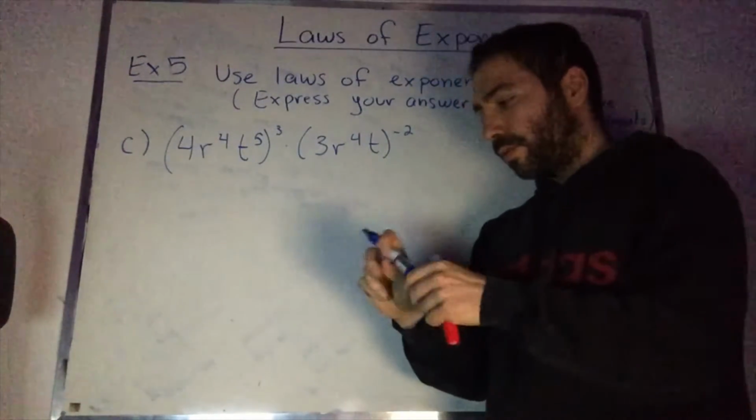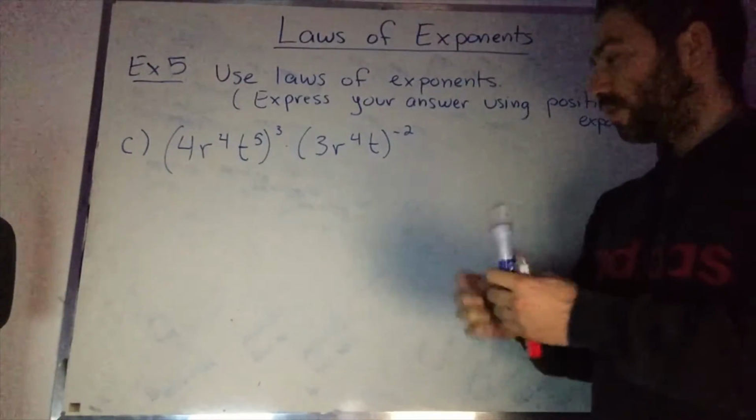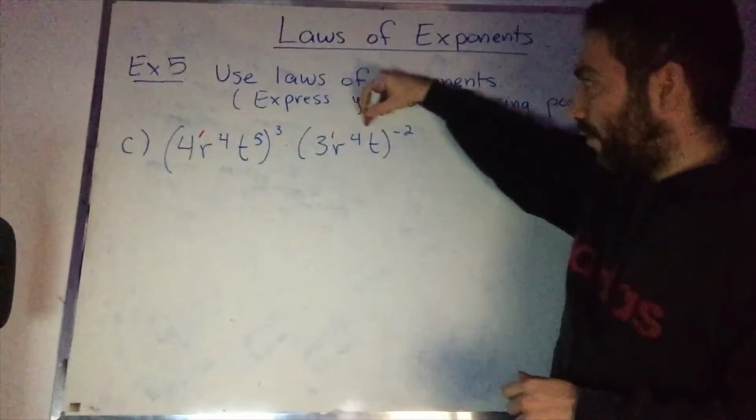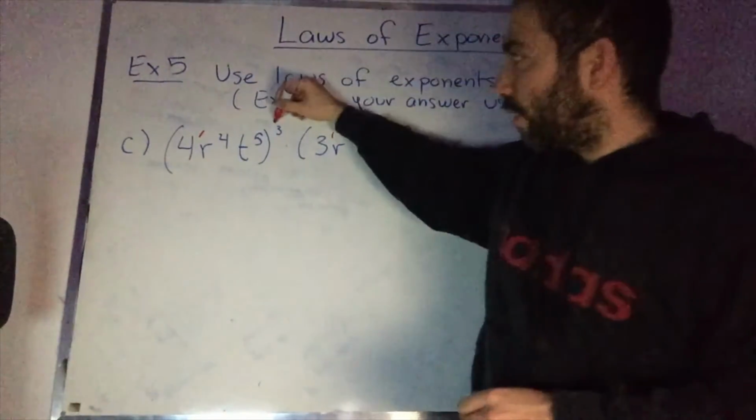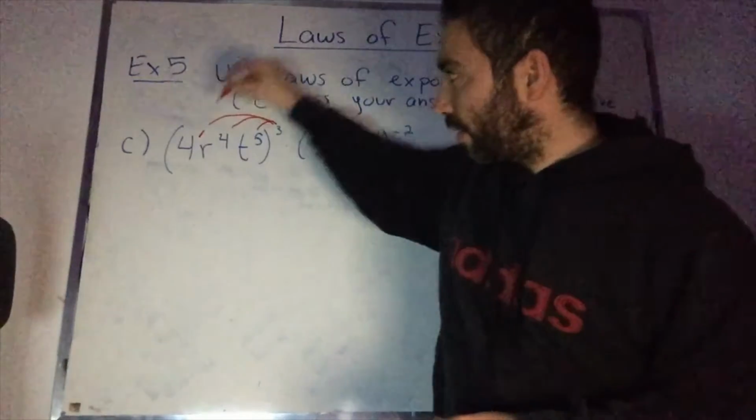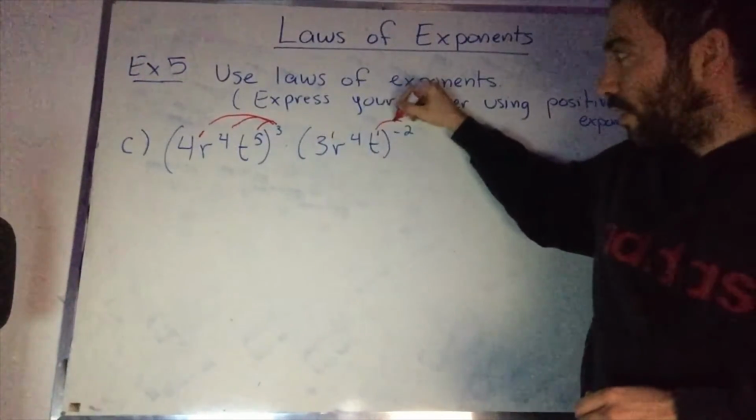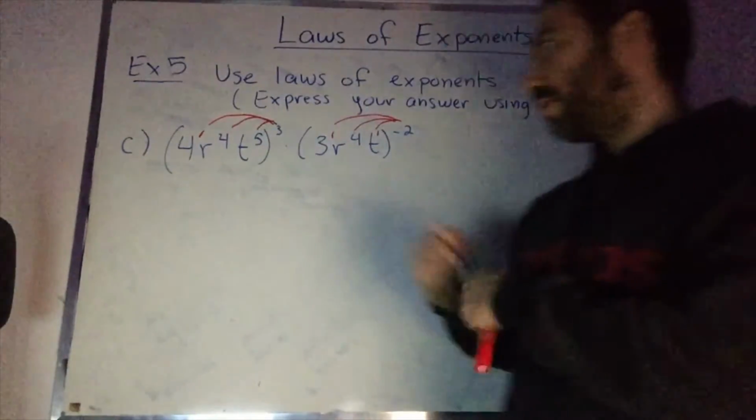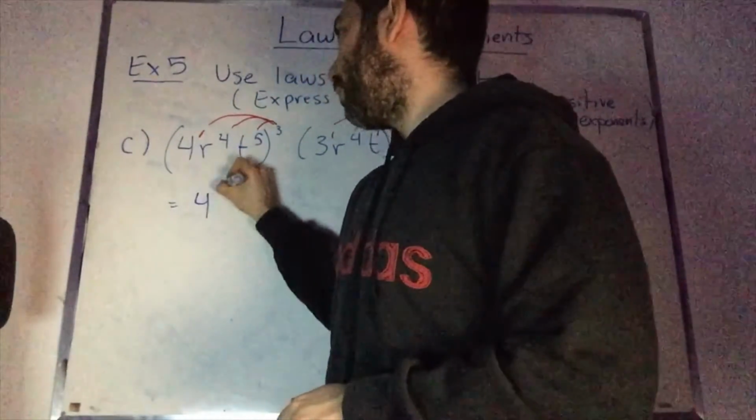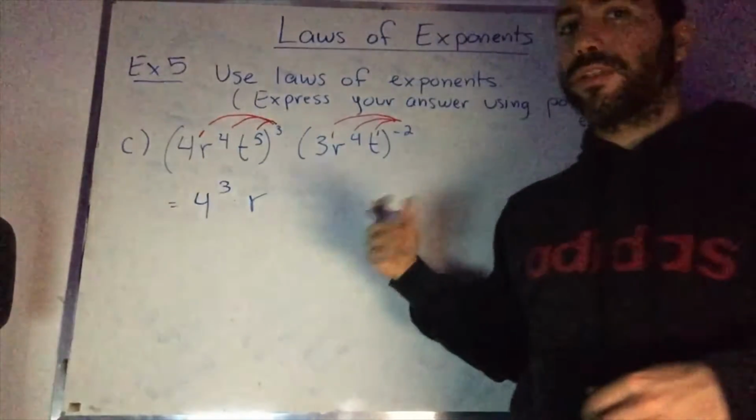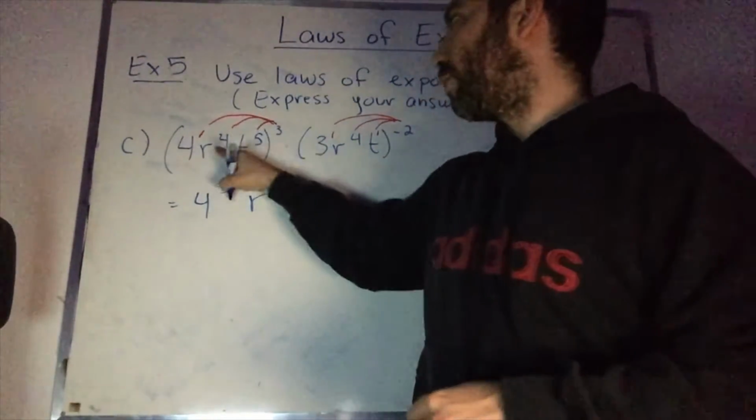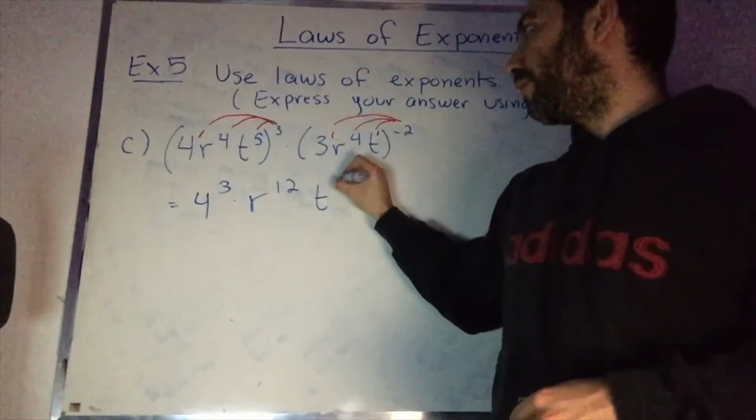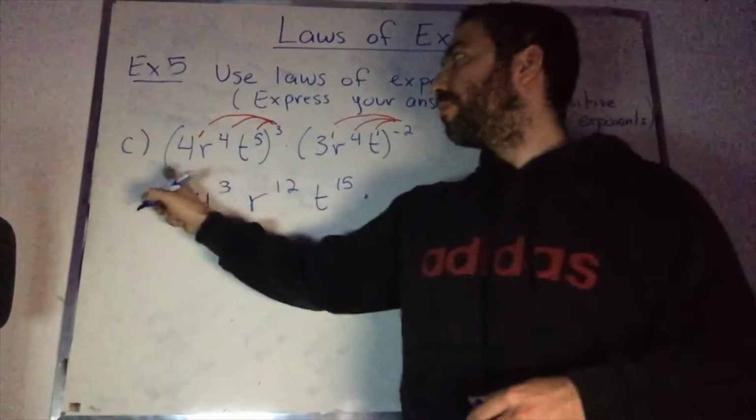So the first thing I would do is probably get rid of the exponents. Let's go ahead and do that. So let's start off by writing all the numbers that have exponent 1 and then distributing the 3 on this side and distributing the negative 2 on this side to everyone's exponent. So this gives us 4 to the exponent 3 times r to the exponent 12, because 4 times 3 is 12, and then times t to the 5 times 3 is 15. So the left bracket is done.